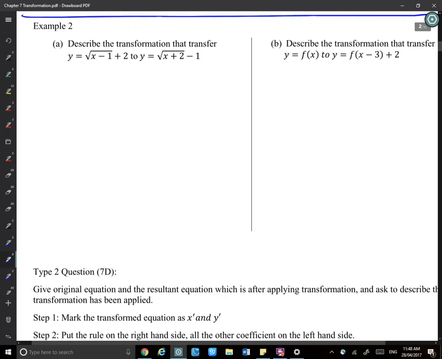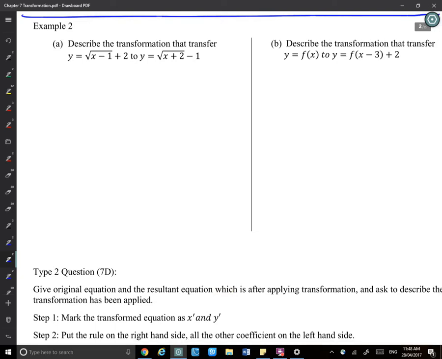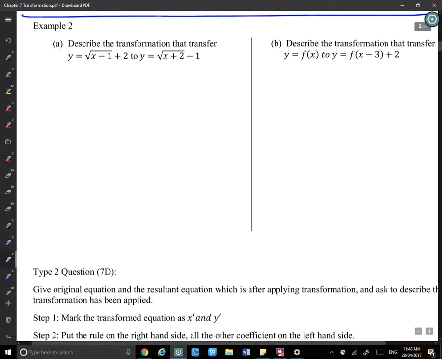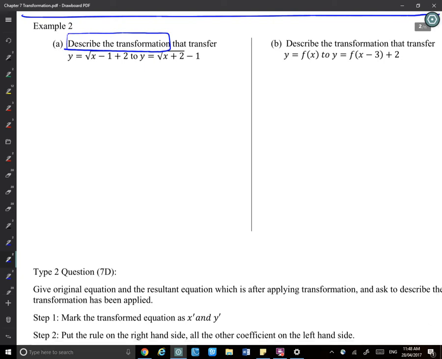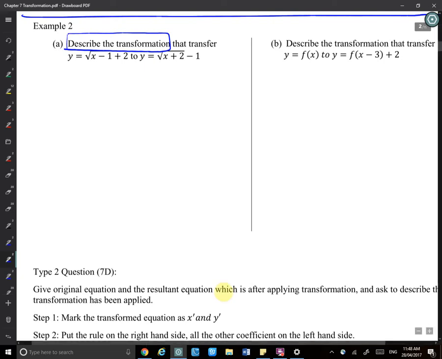Okay, type 2 question I think is a little bit trickier than the type 1. I like type 1 question more. But what has been described in type 2? Type 2 question is describe the transformation. It asks you to write transformations by yourself. Describe the transformation: transfer this graph to this graph.